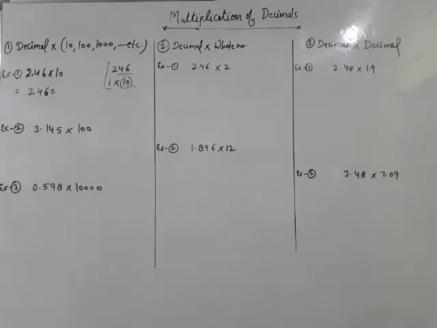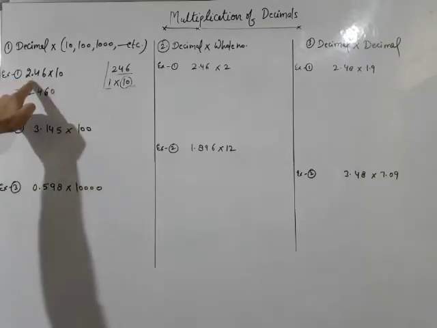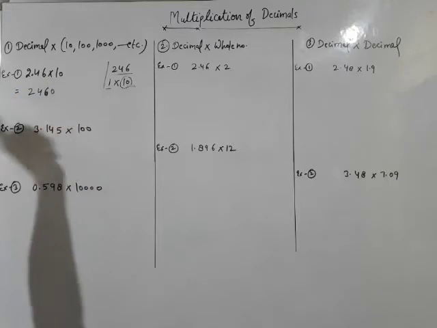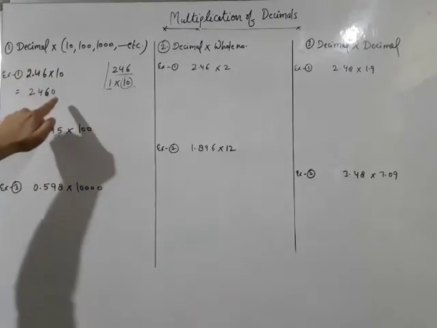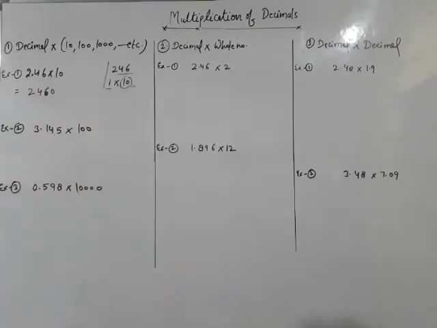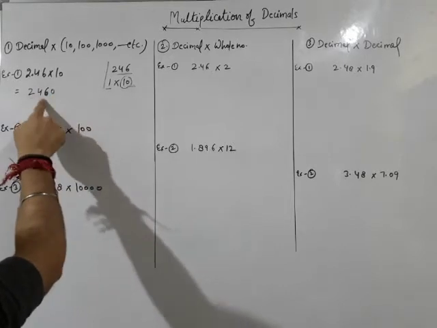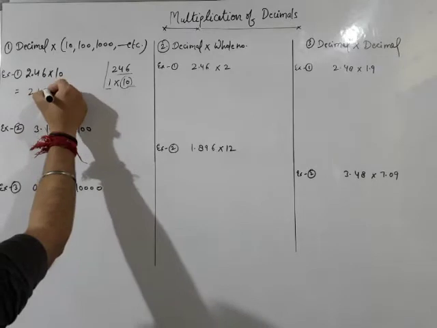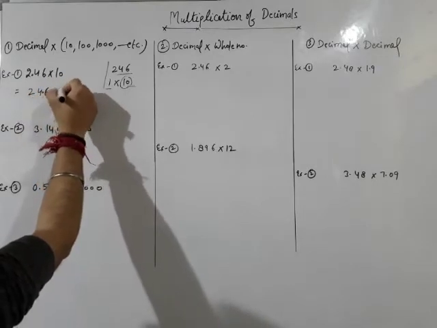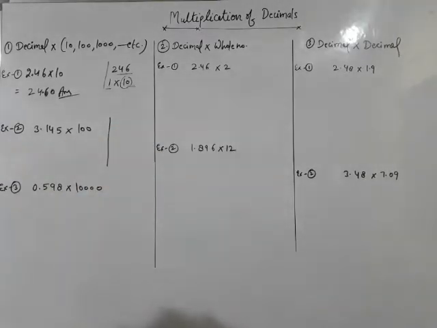But our answer is not completed because we have to place the decimal point also. This decimal is placed after 2 digits, 6 and 4, so we will place our decimal point after 2 digits from the right-hand side. 0 is the first digit, 6 is the second digit, so we will place our decimal point here. So the final answer is 24.60.